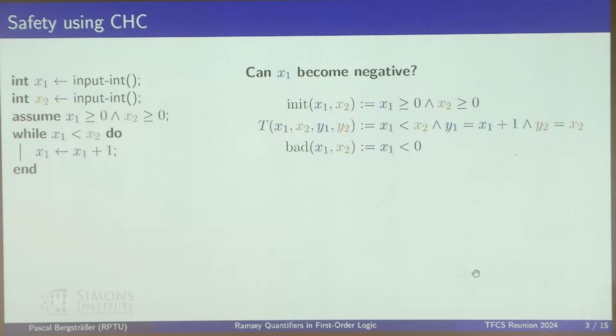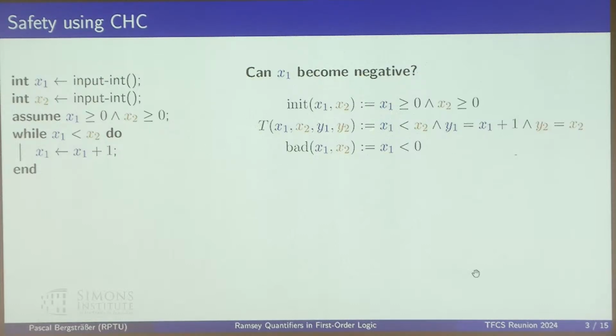In the context of safety, one can use this to express safety conditions. Like in this example, we have a program with two variables, x1, x2, which are inputs. We say they should both be integers that are greater or equal to 0. In our loop, we add 1 to x1, as long as it is strictly smaller than x2. One safety question one could ask is, can x1 become negative? Of course it cannot, but constrained Horn clauses allow us to formulate this in the logic.